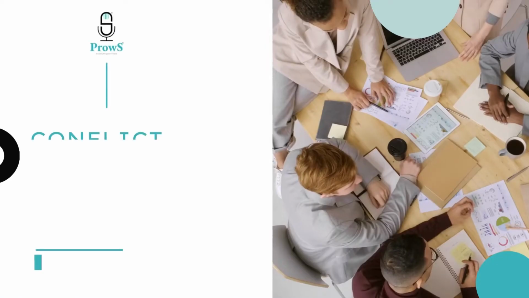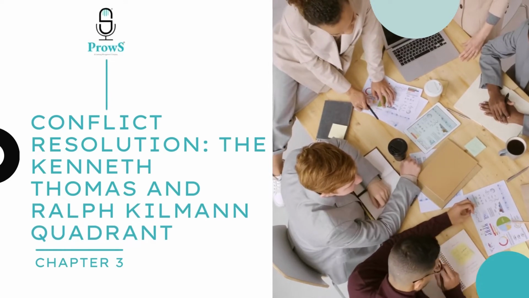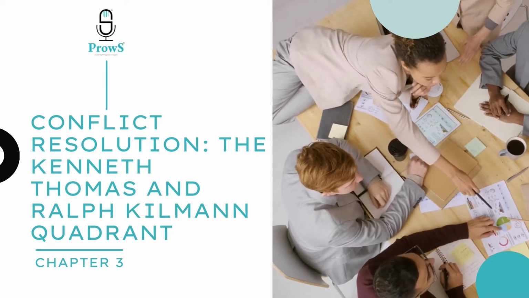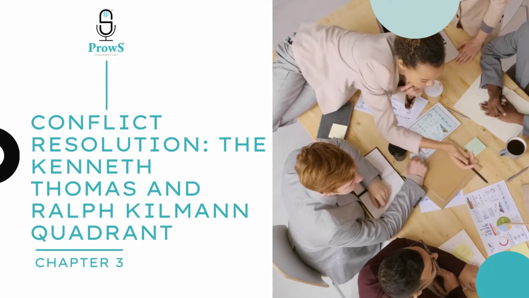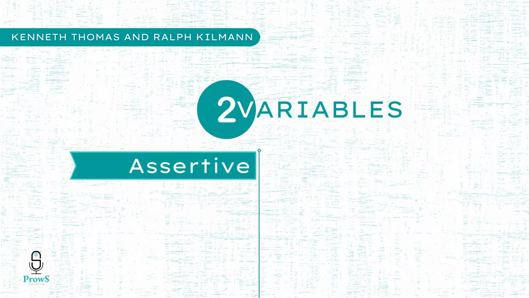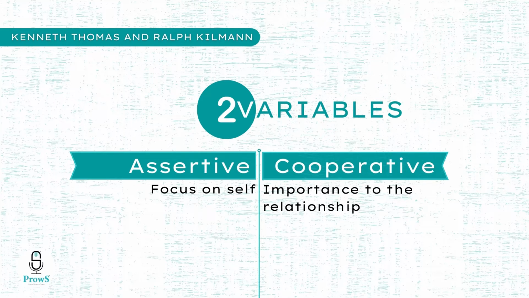Hi, and welcome to the third chapter of conflict resolution. In this chapter, we will talk about a quadrant that was designed by Kenneth and Ralph Kilmann. Kenneth and Ralph defined 5 conflict management styles based on 2 key variables. First, being assertive, and second, cooperative. Assertive is essentially focus on self, while cooperative lays importance to the relationship with the other party or parties.